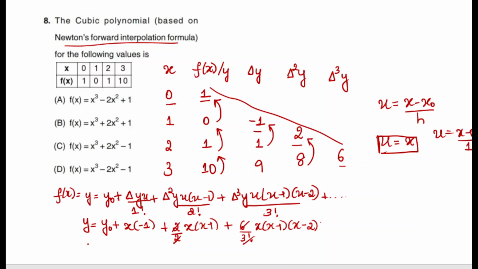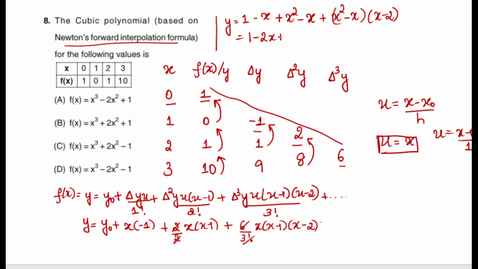Okay, so on solving this, I am going to continue here. It is okay to you people? Yes. y, which is equal to, instead of y naught, I can take plus 1 minus x plus x square minus x, plus x square minus x into x minus 2. So it will be 1 minus 2x plus x square.